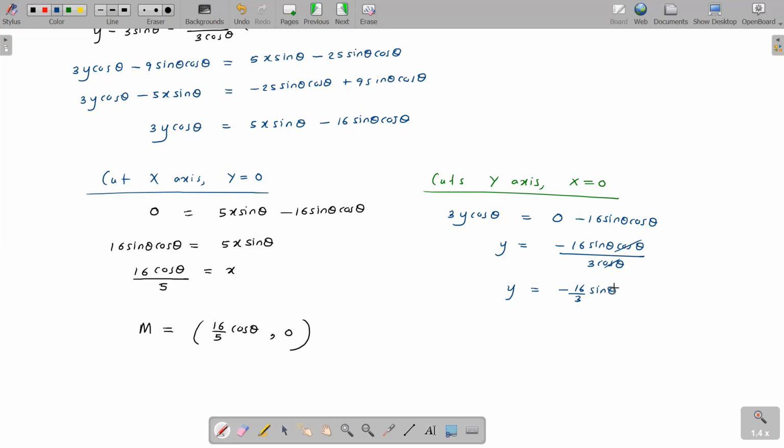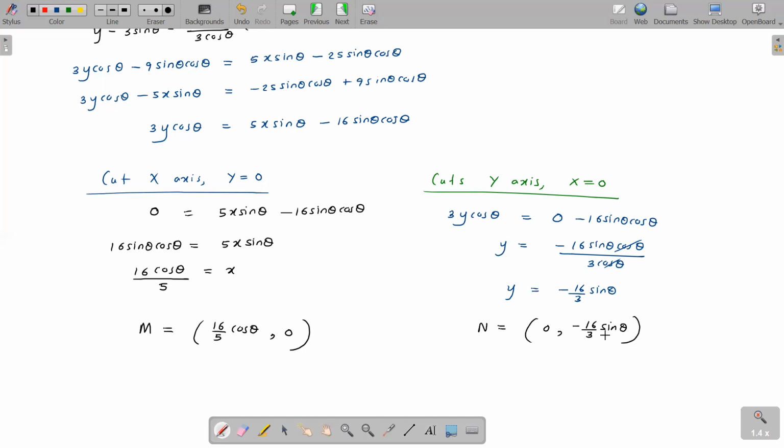So they say the line cuts the y-axis at the point N. So then what's the point N coordinate? N is x is 0, y is minus 16 over 3 sin theta. Is that okay? The first thing is you get the equation of your normal.